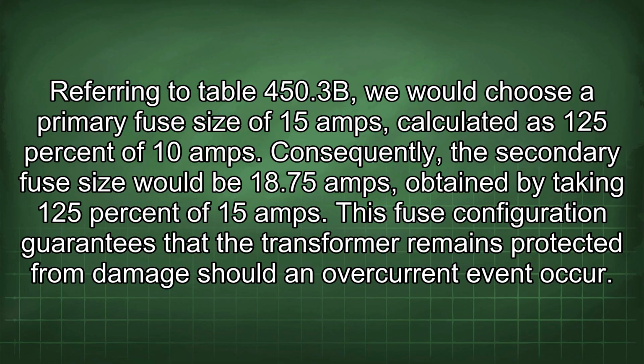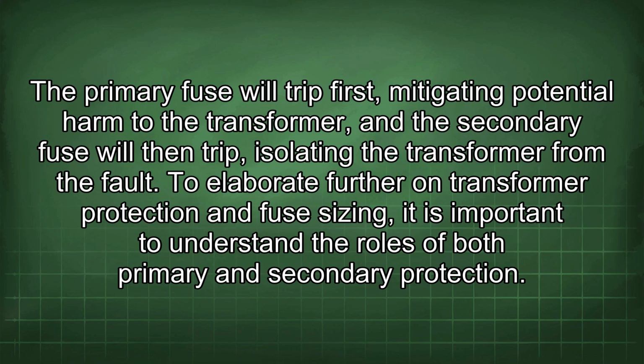This fuse configuration guarantees that the transformer remains protected from damage should an overcurrent event occur. The primary fuse will trip first, mitigating potential harm to the transformer, and the secondary fuse will then trip, isolating the transformer from the fault.